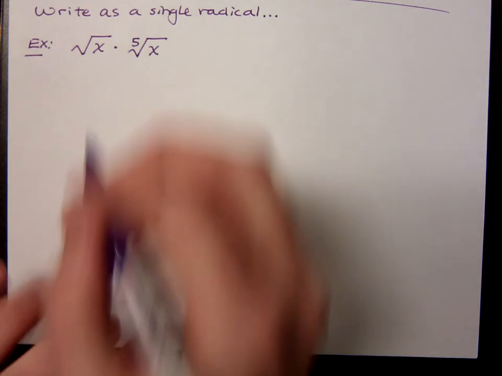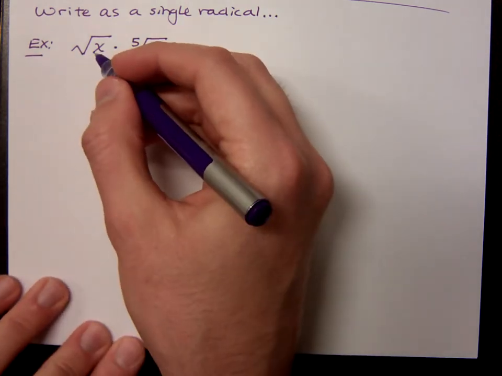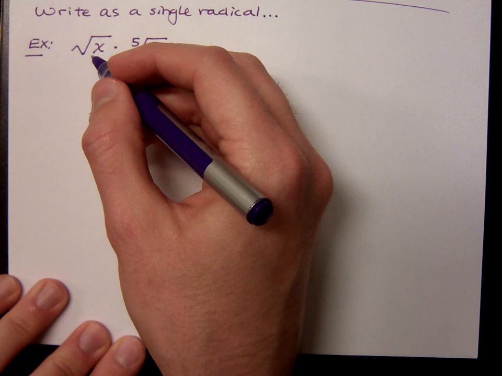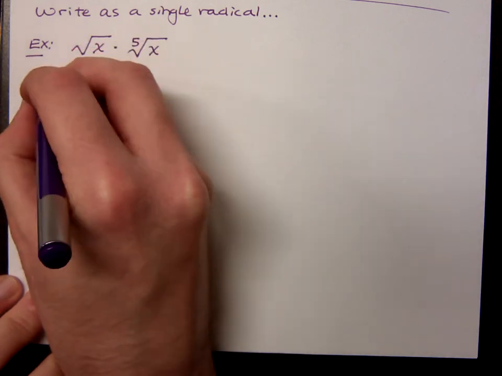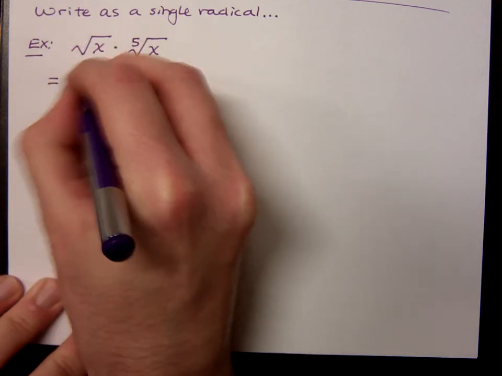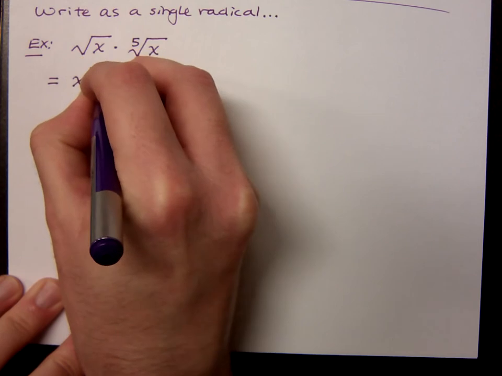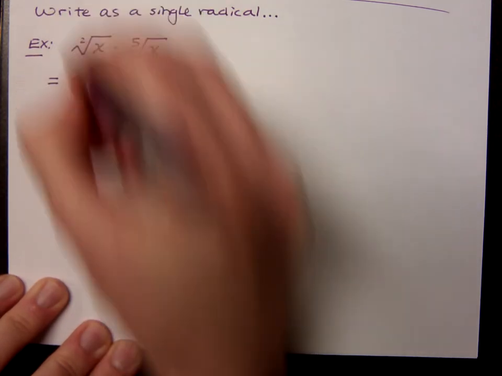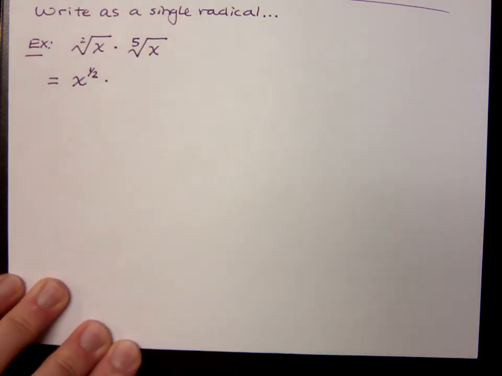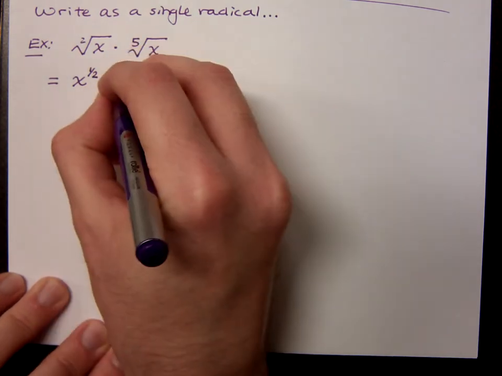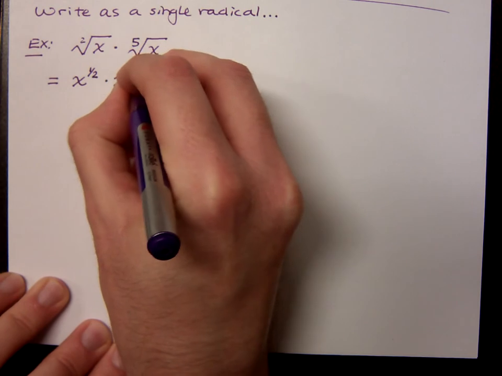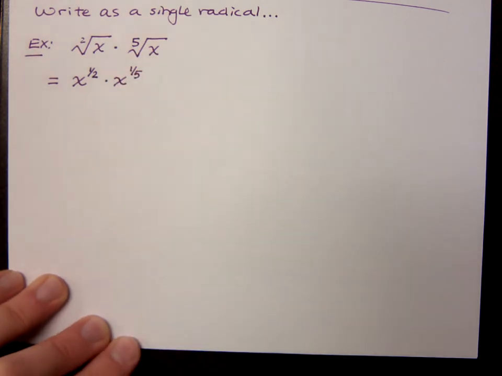Okay? So how can I rewrite the square root of x? X to the 1/2 power, because this is understood to have an index of 2. And what about the fifth root of x? How do you write that? You write that as x to the 1/5. Do you all agree? This first step is this section. The next step is not.